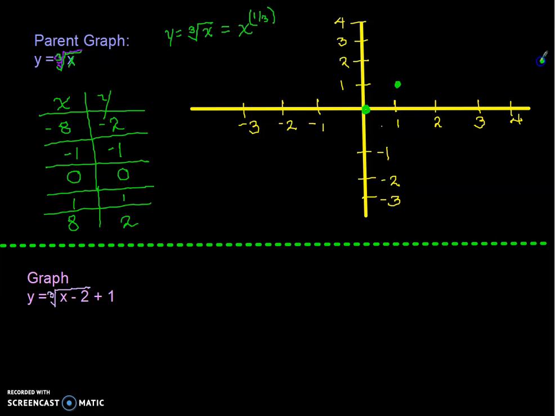So 8's, we'll say somewhere over here. We essentially have what this graph looks like. And forgive me, I can't really draw, so this is what your cube root graph looks like.